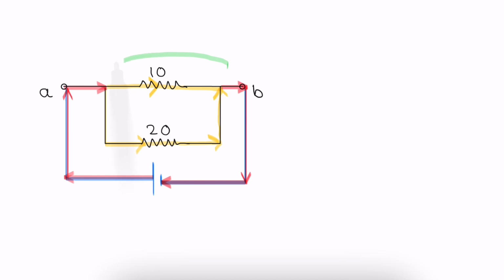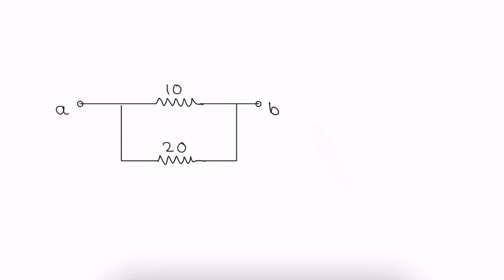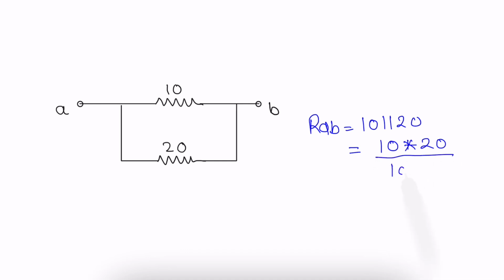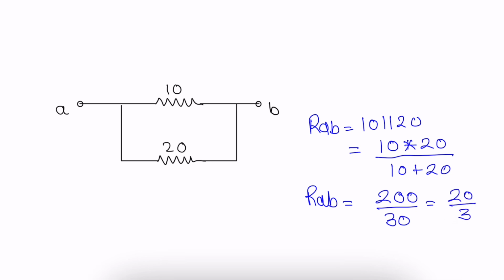So here we can see two different currents are flowing through the 10 ohm and 20 ohm resistances. So they are in parallel. RAB equals 10 parallel 20. It means 10 into 20 upon 10 plus 20. So the value of RAB equals 200 divided by 30, which is 20 upon 3. Let us see the next problem.